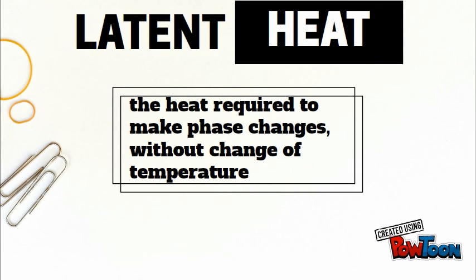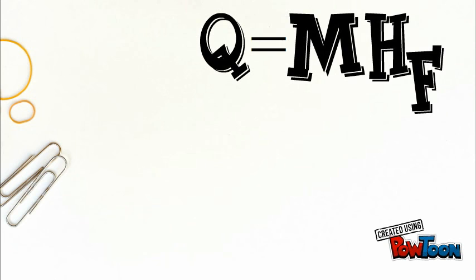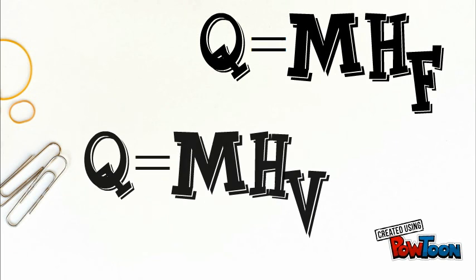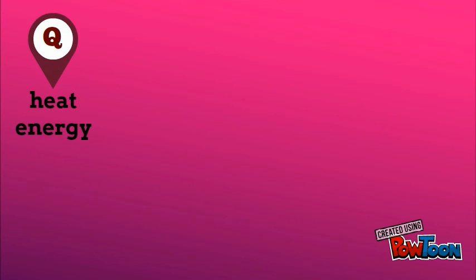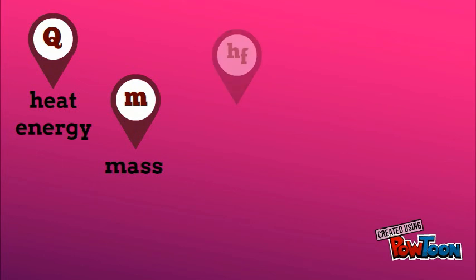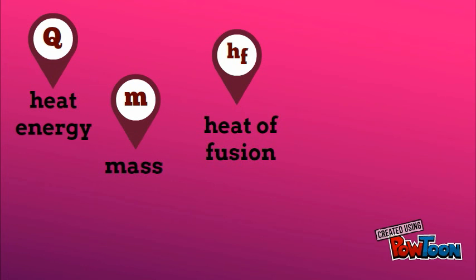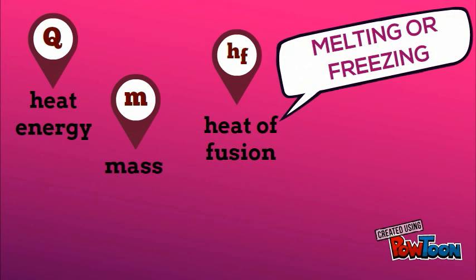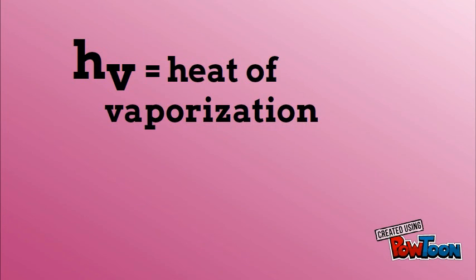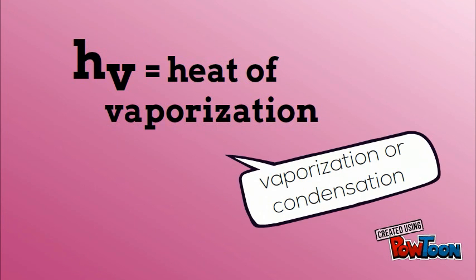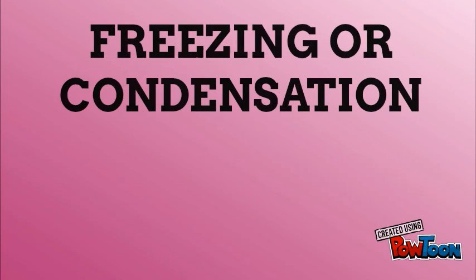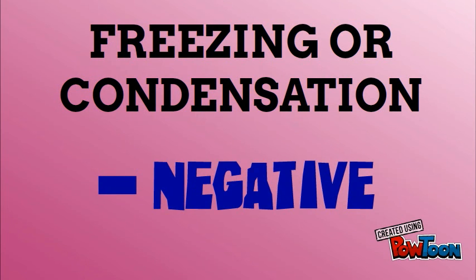Latent heat is the heat required to make phase changes without the change of temperature. The formulas needed are Q equals m times H_f and Q equals m times H_v. Q is the heat energy in joules, m is the mass in grams, H_f is the heat of fusion, which is used when the phase is changing from melting or freezing, and H_v is the heat of vaporization, which is used when the phase change is changing to vaporization or condensation. Keep in mind when the substance is going through freezing or condensation, the value is negative because these processes are going down the phase change diagram.